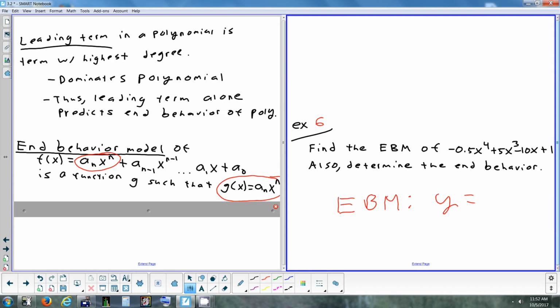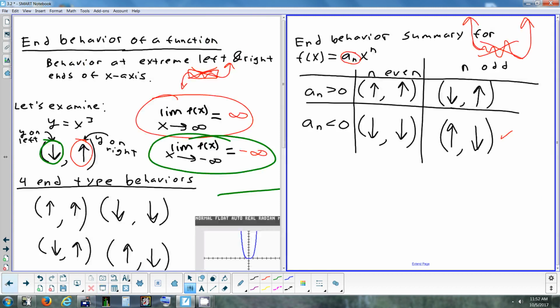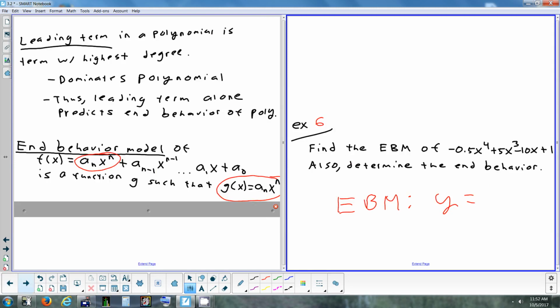So the end behavior, just to be clear, end behavior type is the down, down, up, up stuff. The end behavior model is an equation. So do you know what it would be there? Just the first term. Which is? Negative 0.5x to the 4th. That's your end behavior model.